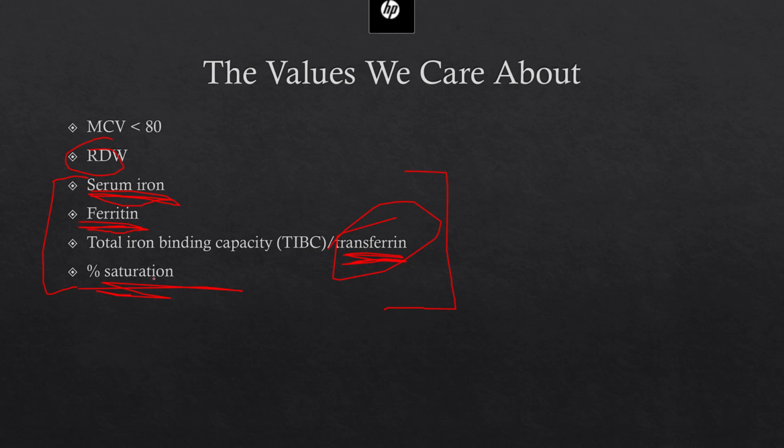And then the percent saturation is basically a combination of all of these. Percent saturation refers to the percent of transferrin that is currently bound. Okay, the percent of transferrin that is currently bound to iron. And so the normal for percent saturation is usually around 30%. Okay, so all of your transferrin under normal conditions is not bound. In fact, the majority of it is unbound. So that's how you can interpret these.